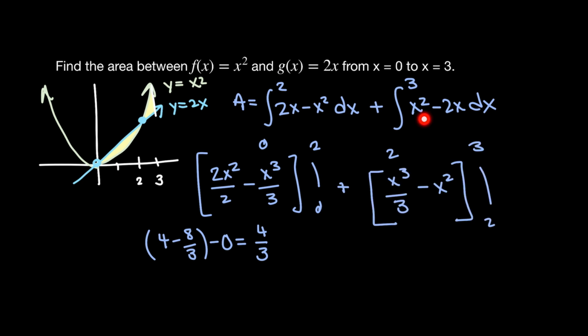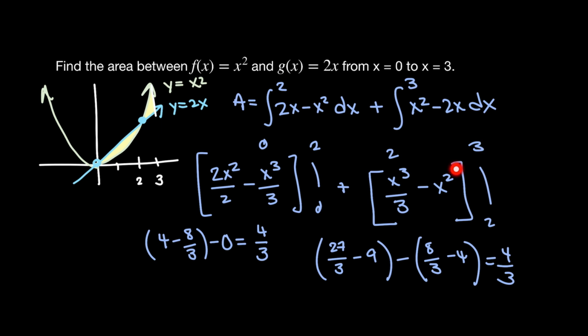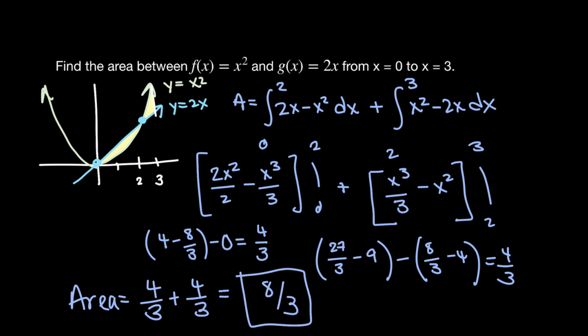Then I do my second integral. The antiderivative of x squared is x to the third over 3. The antiderivative of 2x is x squared. Plugging in my bounds of integration, I'm going to plug 3 into my antiderivative. I get 3 cubed divided by 3 minus 9. And then I plug 2 in. I got 8 thirds minus 4. I subtract those values, and that also gave me 4 thirds. So for my final answer, I have to add the area of these two regions. 4 thirds plus 4 thirds gives me 8 thirds.